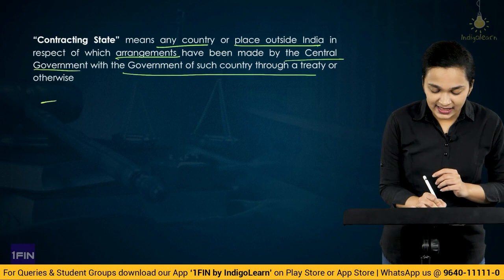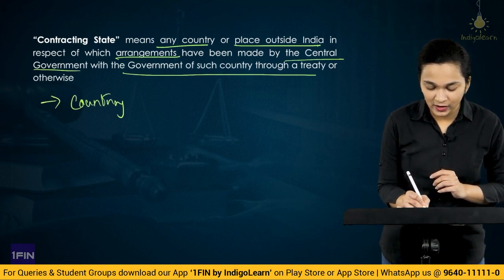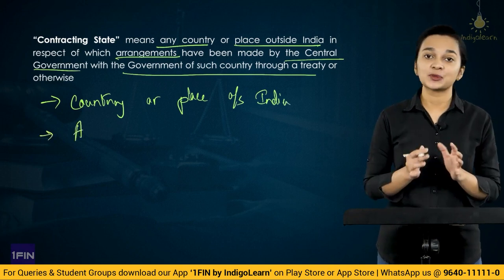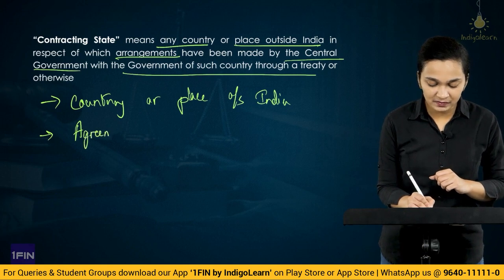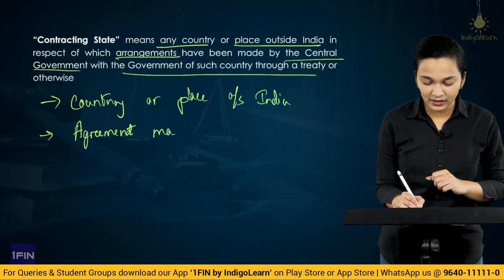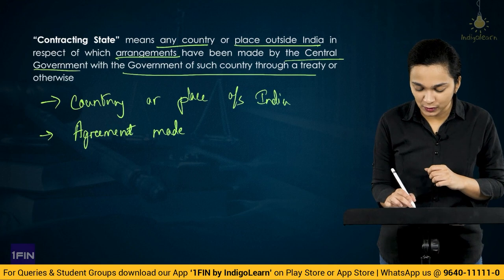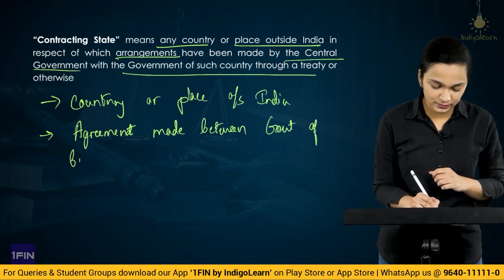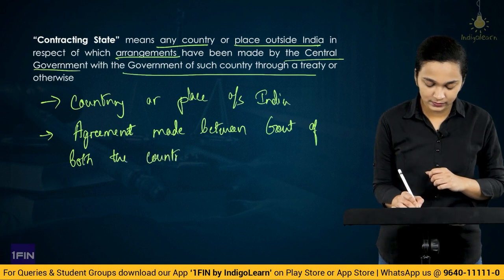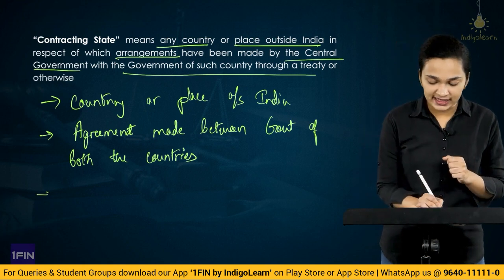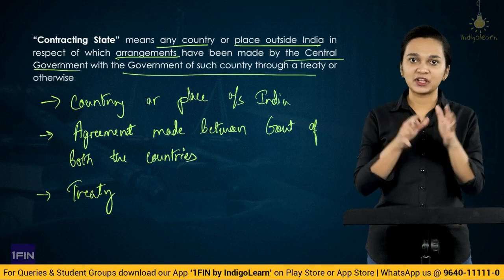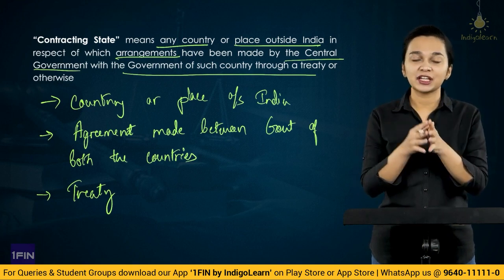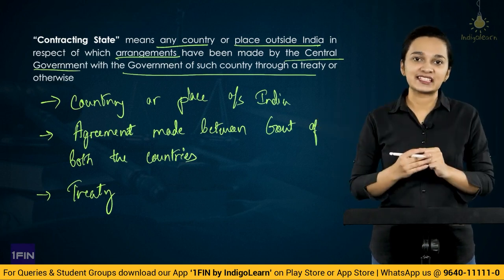So what is a contracting state? It is any country or place outside India wherein an arrangement, which is nothing but an agreement, has been made between the governments of both the countries, and such an agreement is made through a treaty. A treaty is nothing but an arrangement or an agreement made between two countries. So a contracting state is any country or place outside India with whom an agreement or arrangement has been made by the central government with the government of that other country by way of a treaty.